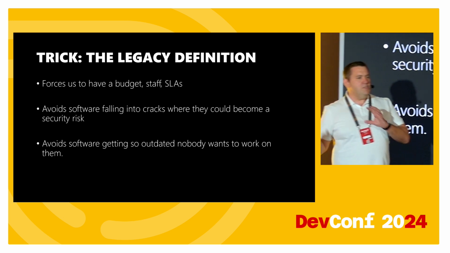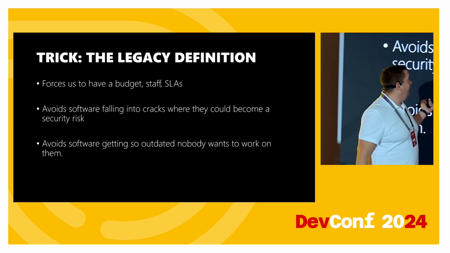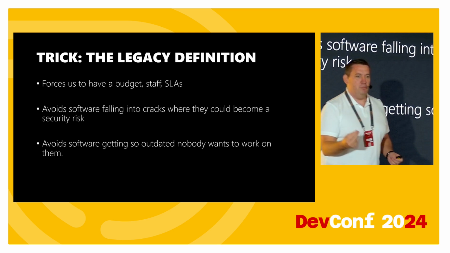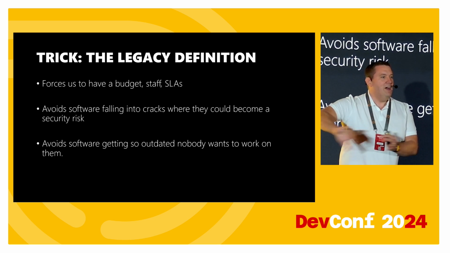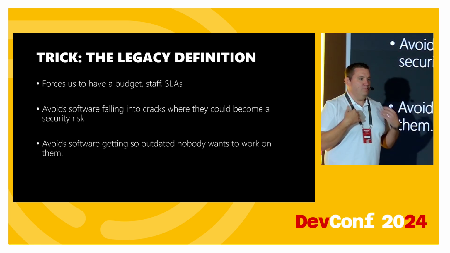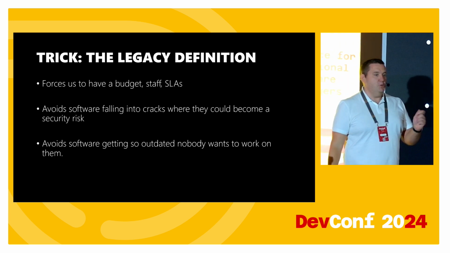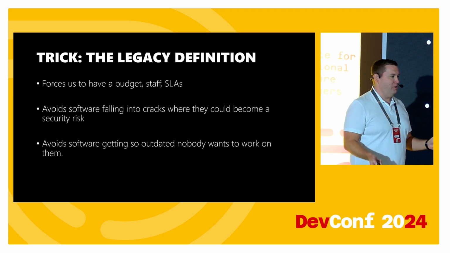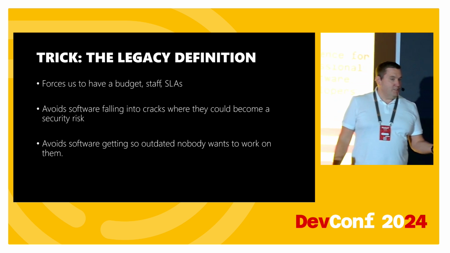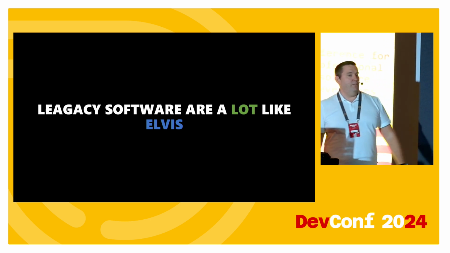So this trick is really good for getting around the rules because it forces us suddenly to have budget, to have staff, to have SLAs for something that people before had just called legacy and were trying to avoid. Suddenly somebody needs to take responsibility for it. So now we're avoiding all this software that fell between the cracks, because you can't fall between the cracks, because we know when we're going to turn it off or it will be around. So it's kind of nice. I really like this trick. So legacy software is a lot like Elvis in that sense.